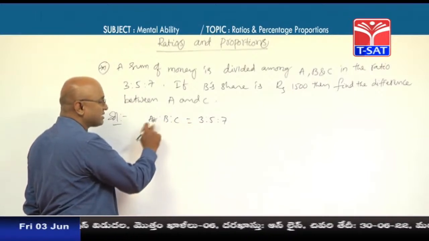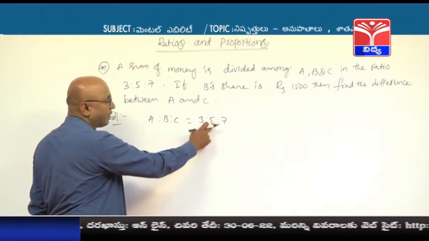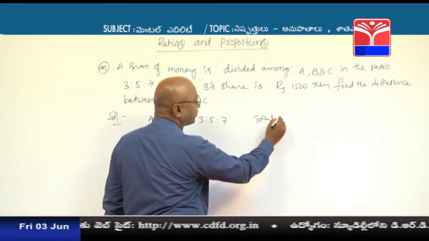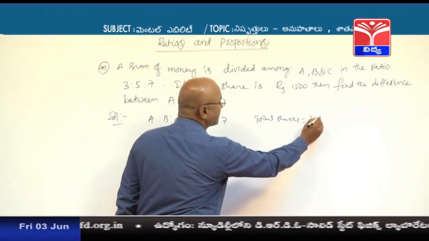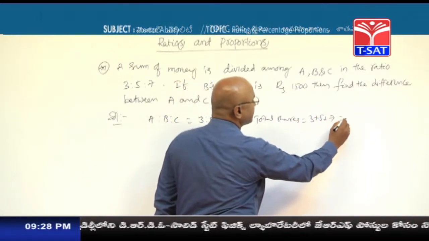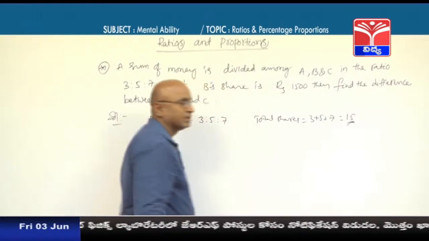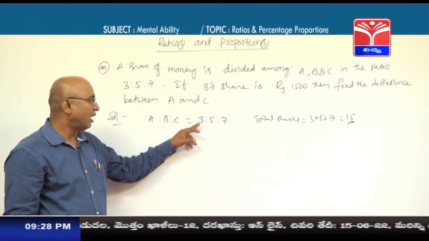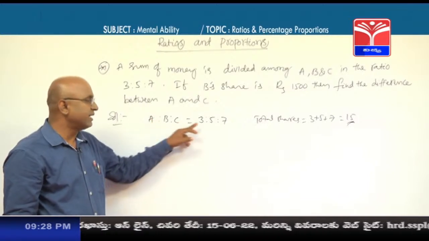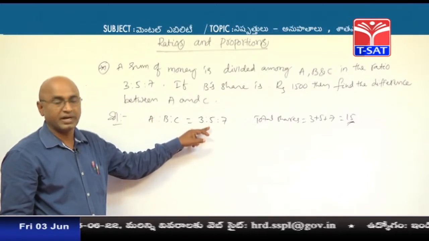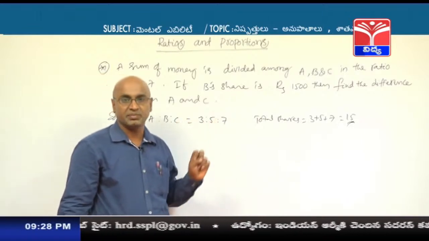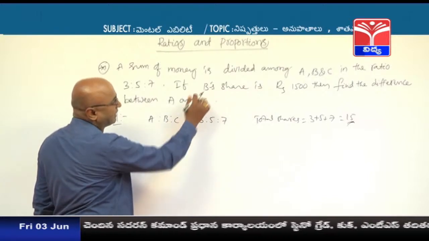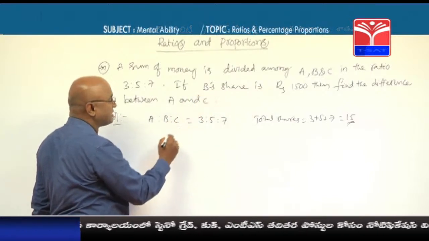A's share is 3 parts, B's share is 5 parts, and C's share is 7 parts. Total shares is equal to 3 plus 5 plus 7, that is equal to 15 parts. The amount is divided into 15 parts. Out of 15 parts, A's share is 3 parts, B's share is 5 parts, and C's share is 7 parts. Now, what the data given is, B's share is rupees 1500.